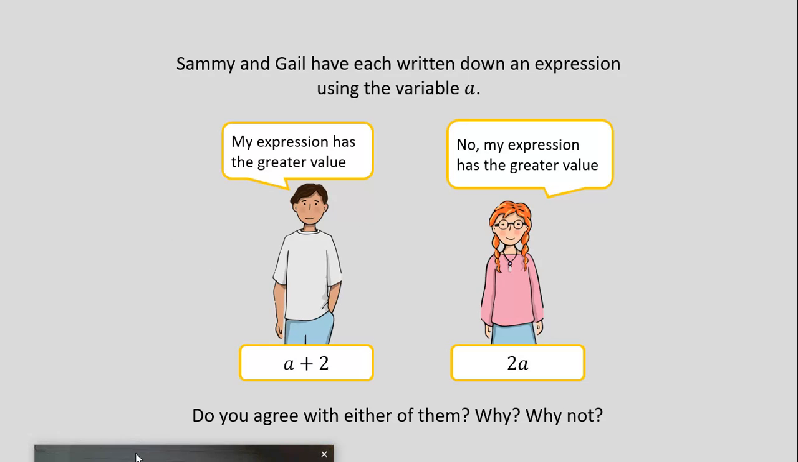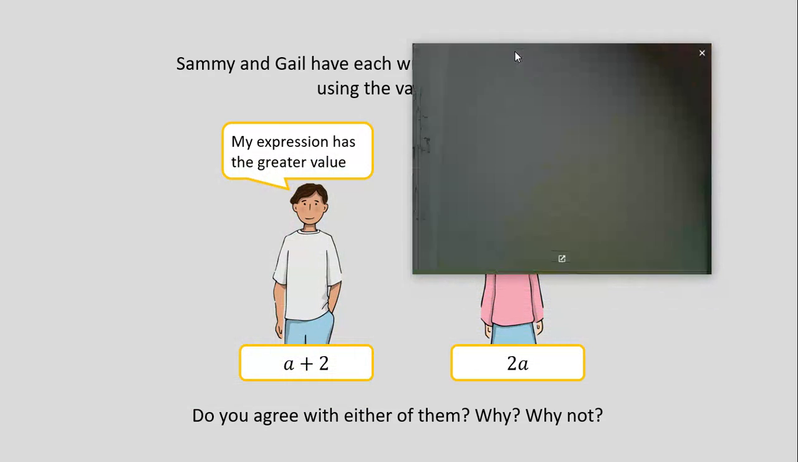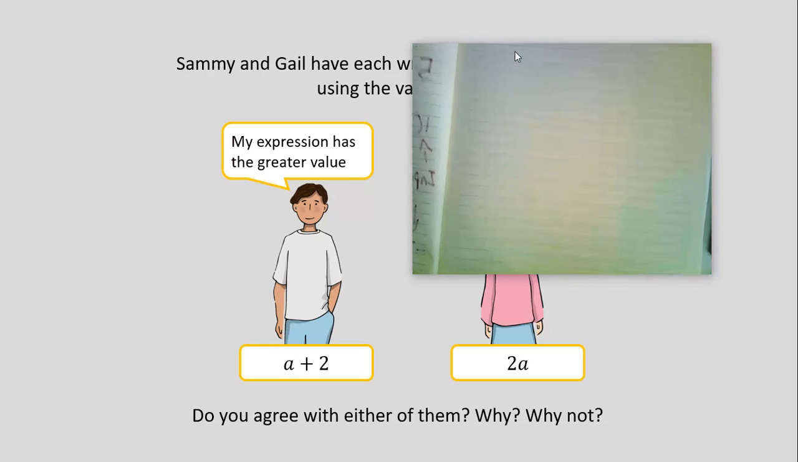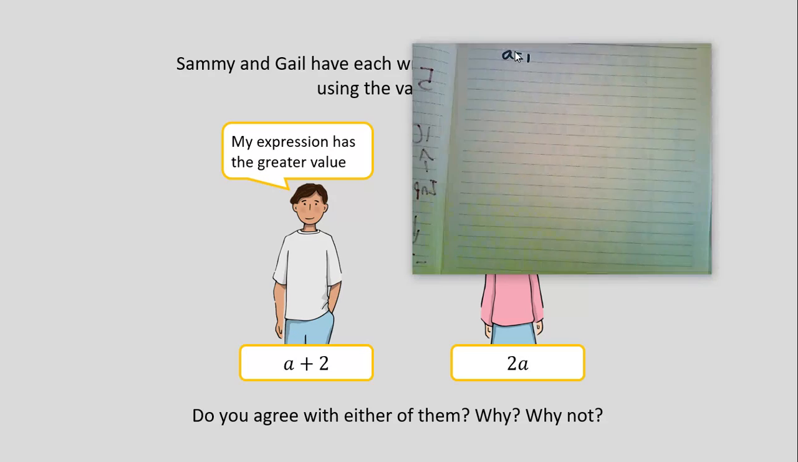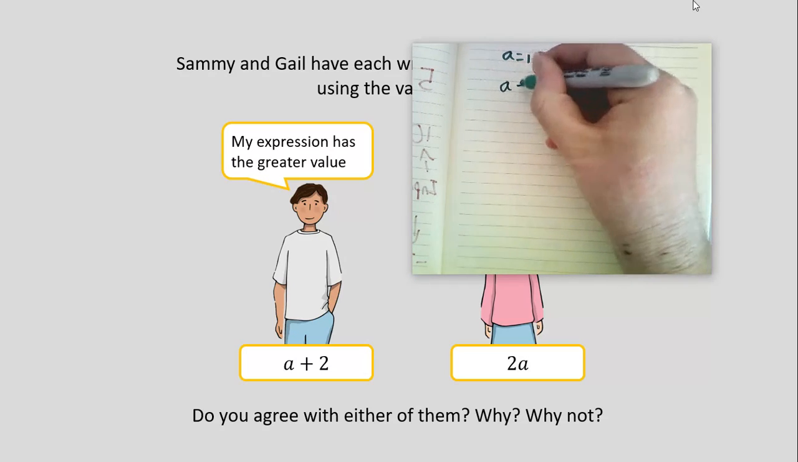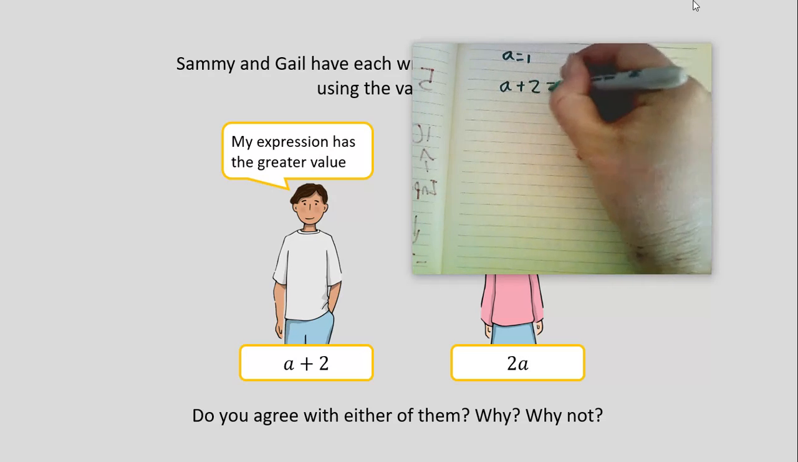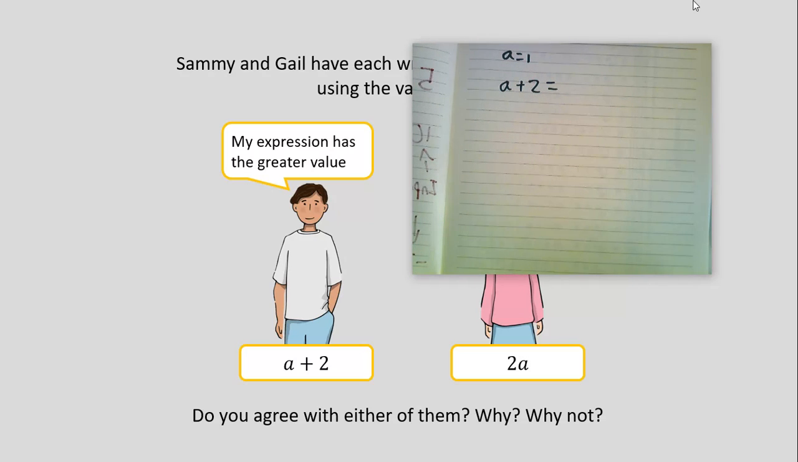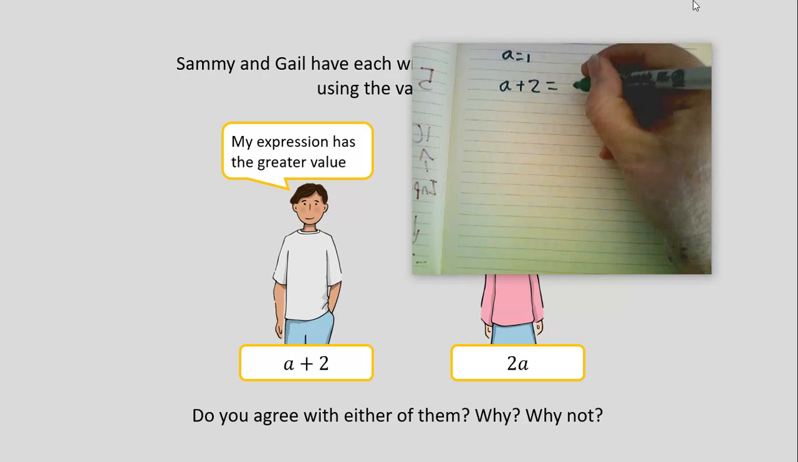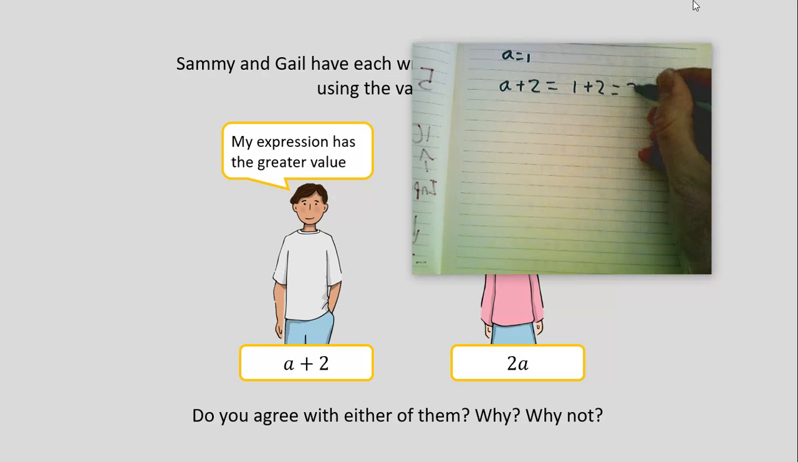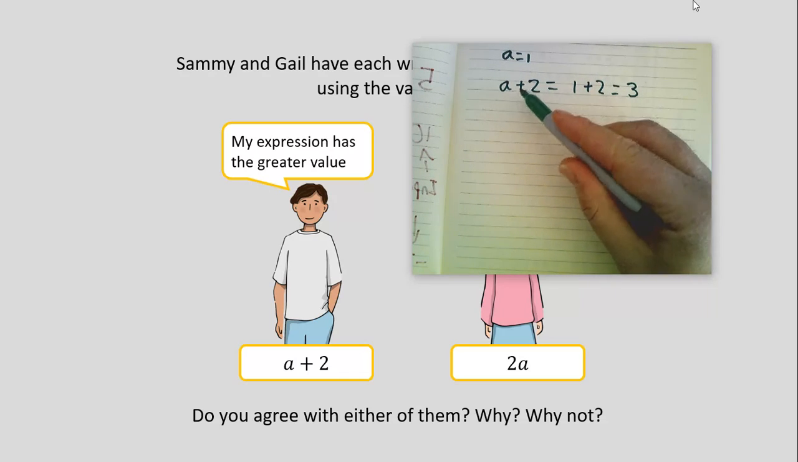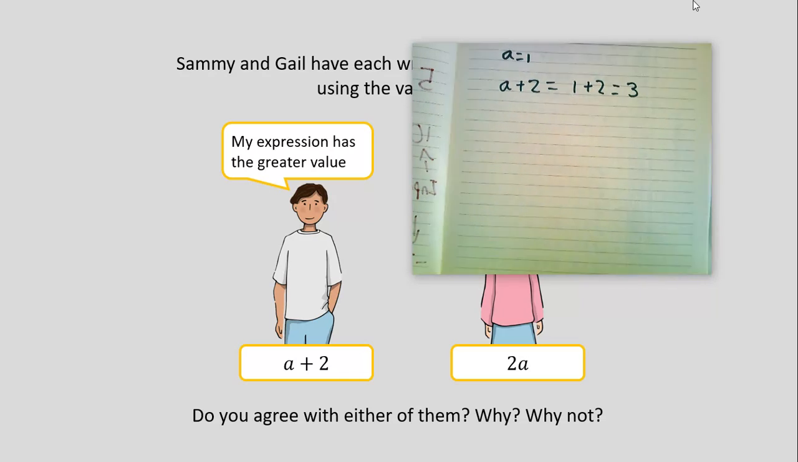Okay, so let's have a little think. a, but remember, is a number. So we don't know what a is worth, so let's just come up with an idea. Why don't we pretend that a was 1? Okay, let's say a equals 1. What would Sammy's expression, what would a plus 2 be if a was 1? It would be 1 plus 2. Yeah, notice how I've just replaced a with 1, so that'd be 3.